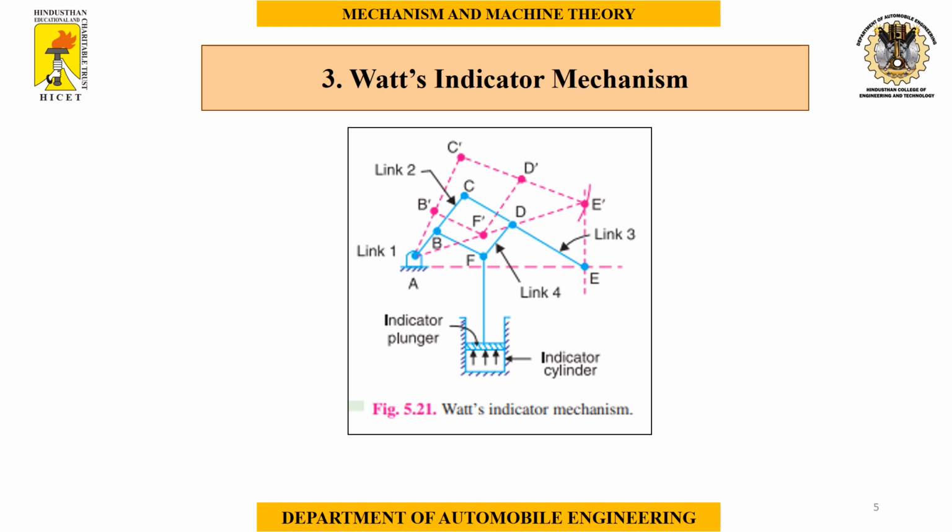From the diagram we can say that initially the mechanism is in the position BFDC. After giving input to the entire mechanism, the above set of links is moved to B dash, F dash, D dash, C dash. It gives some oscillation, but at the end the final output is E to E dash, which makes a straight line. Because of that, it is also called Watt's indicator mechanism. These three mechanisms are in the category of 4-bar mechanism.